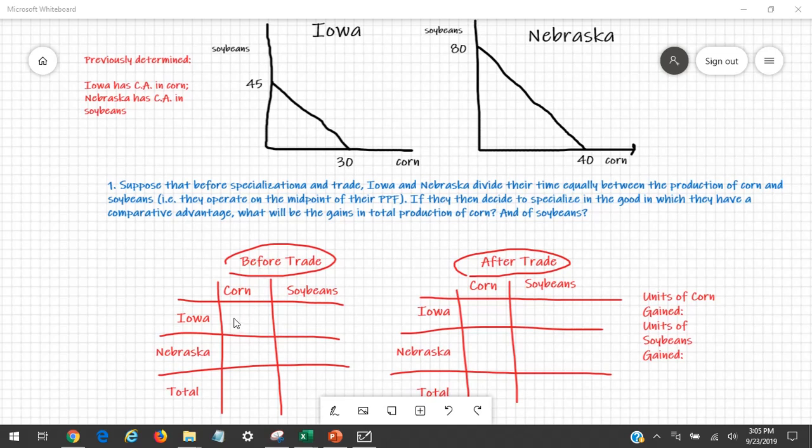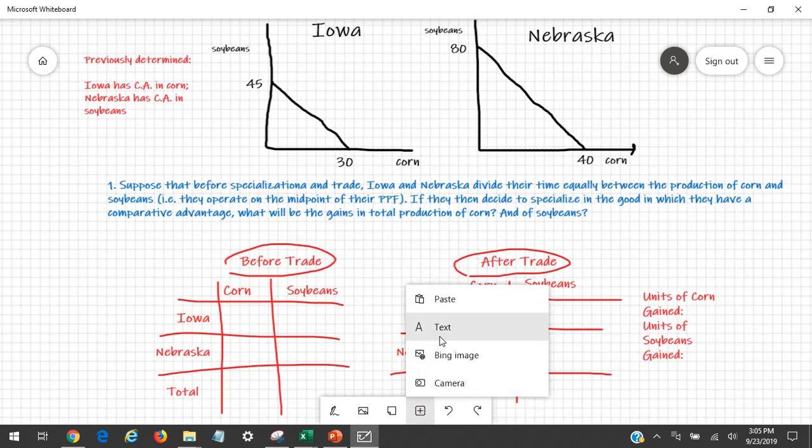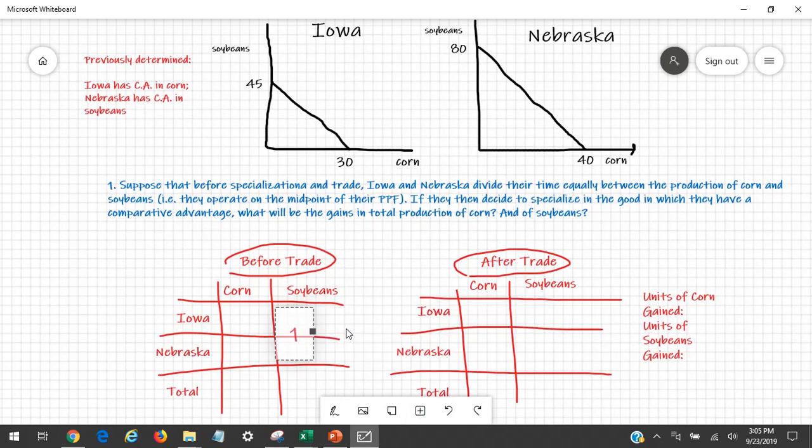So I'm going to go down to my table here, and I'm going to put 15 here. This is telling me that before trade and specialization, Iowa made 15 bushels of corn. Again, I just looked at the endpoint of the PPF and divided it by 2. So 30 divided by 2 gives me 15. Then I go to the soybeans for Iowa. On an exam, I wouldn't give you a number like this that's not easily divisible by 2, but I was just using a previously created problem and didn't think about it.